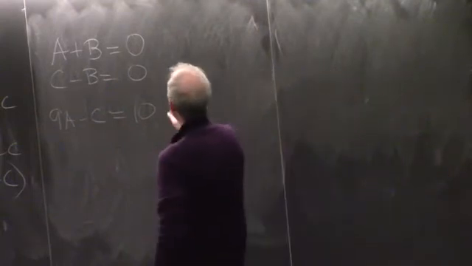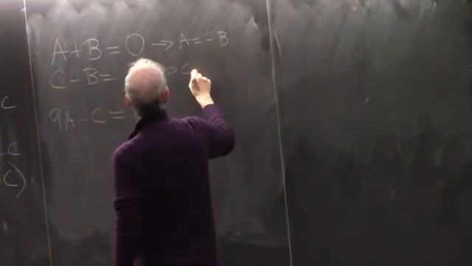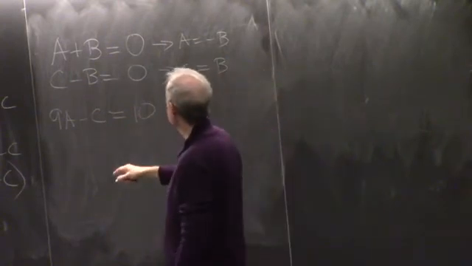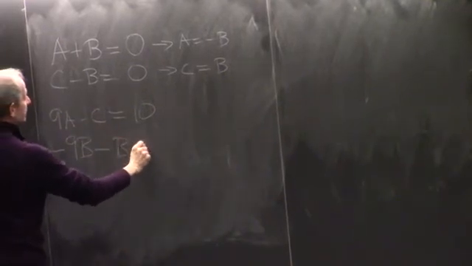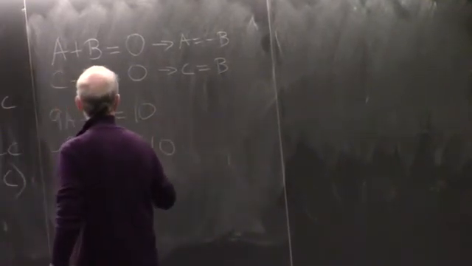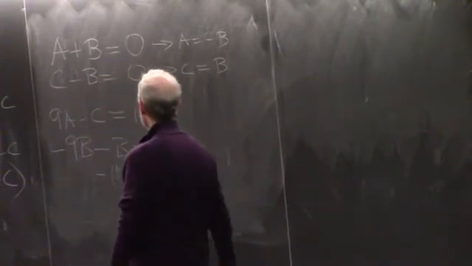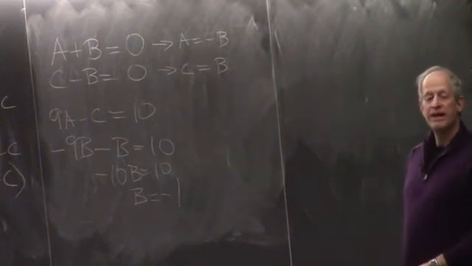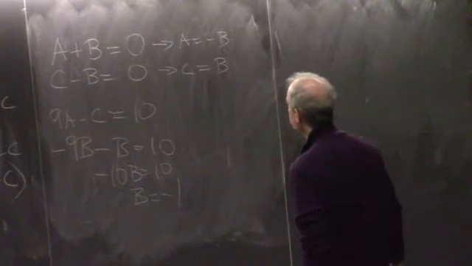So let's see. This says that a equals negative b. This says that c equals positive b. So let's substitute. We get minus 9b minus b equals 10. So minus 10b equals 10. b equals negative 1. You understand why a plus b has to be 0? You understand why c minus b has to be 0? Okay. We can make these harder.